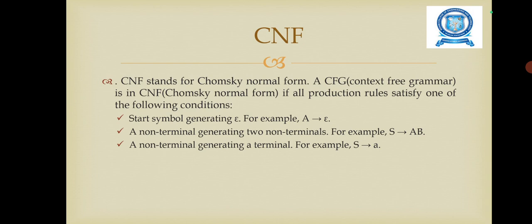Next, we are going to see the Chomsky normal form. It is a grammar in which all production rules satisfy one of the following conditions: the start symbol generating epsilon, for example S tends to epsilon; a non-terminal generating two non-terminals, for example S tends to AB; a non-terminal generating a terminal, for example S tends to a.